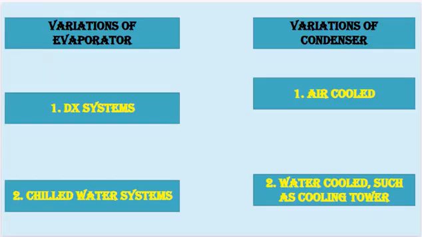Variations of evaporators and condensers. DX systems: refrigerant evaporates inside the coil, commonly used in smaller applications. Chilled water systems: refrigerant cools water through a heat exchanger, used in larger applications for efficient cooling. Air-cooled condensers: release heat directly to air, suitable for smaller systems. Water-cooled condensers: use water to absorb heat, more efficient for large systems.